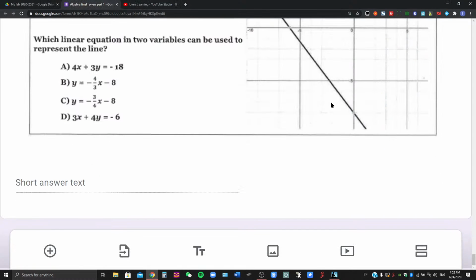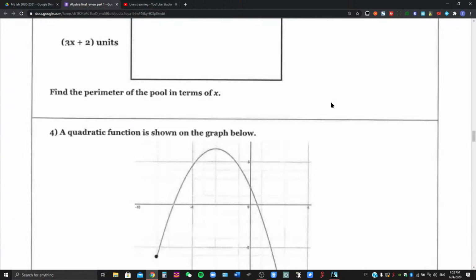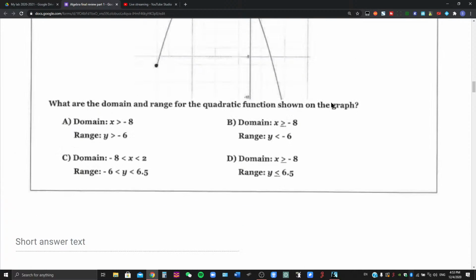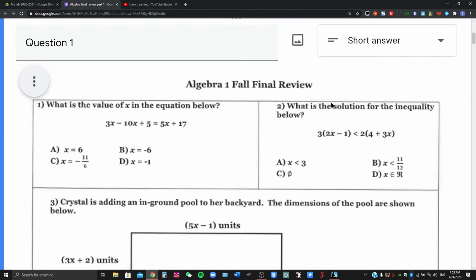Let's go on. That finishes part 1 of the algebra final review. So we're going to stop here. That's part 1 of the final review.